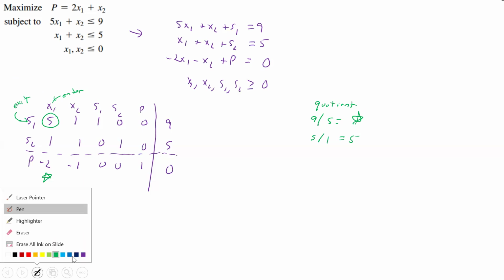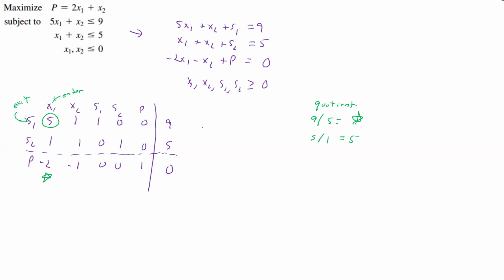So what I need to do then is make this a 1 and those to be 0. So let's make a new color. We're going to take 1/5 of row 1, and that's our new row 1. So that will make that a 1. And then I need to say, okay, if I take a negative 1/5 of that plus that, that'll make that a 0.